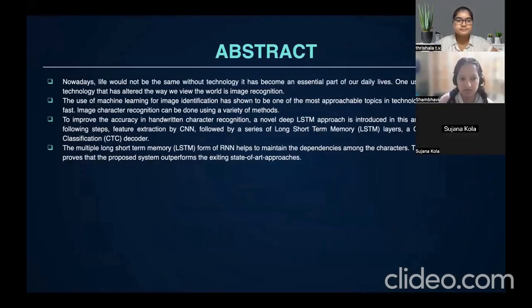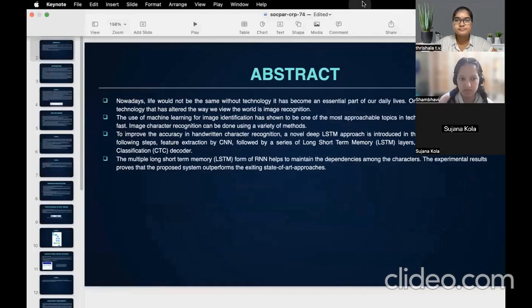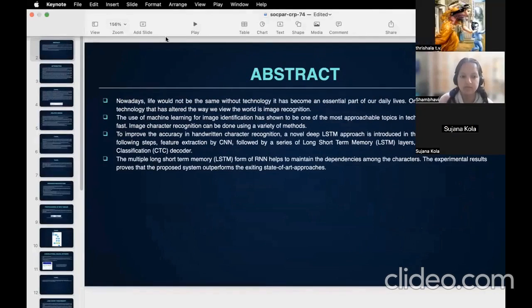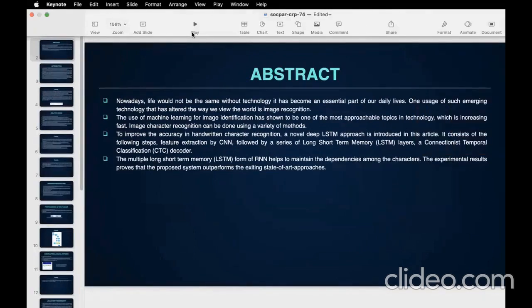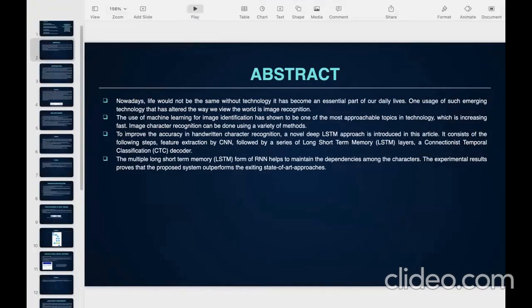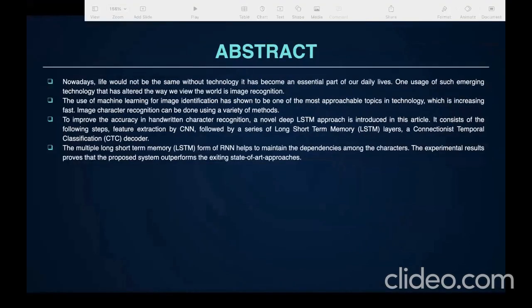So, the abstract. Today, without technology, life would not be the same because it has become a necessary component of our daily lives. Image recognition is one application of this cutting edge technology that has changed the way we see the world. One of the easiest ways to understand and rapidly growing areas of technologies is the use of machine learning for image identification. Several techniques can be used for image character recognition. This article introduces a novel deep LSTM approach to increase the accuracy of handwritten character recognition.